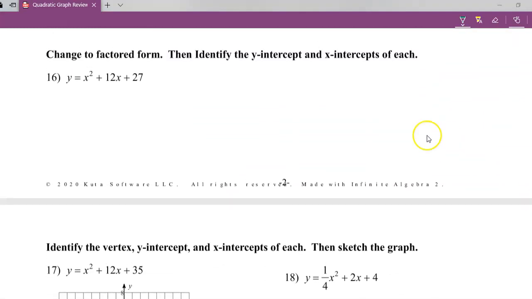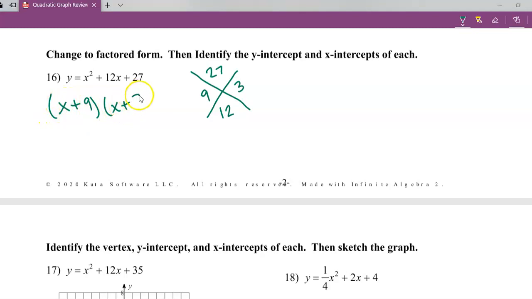Okay, now we want to change to factored form. So in order to change to factored form, we're going to use x factoring. So a is 1, c is 27. If I multiply 1 times 27, I get 27. And b is 12. So I'm looking for two numbers that multiply to 27 and add to 12, which would be 9 and 3. So this is going to be x plus 9 times x plus 3. Okay, remember we always divide these by a, but since a in this case is 1, it's not changing anything. Okay, so this is the factored form of the equation.